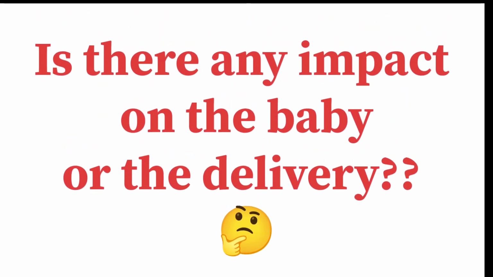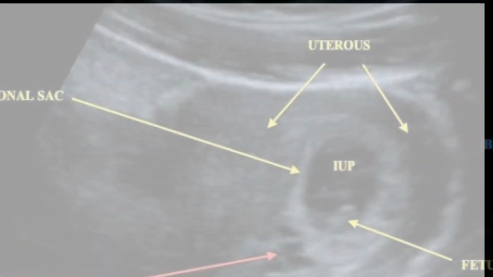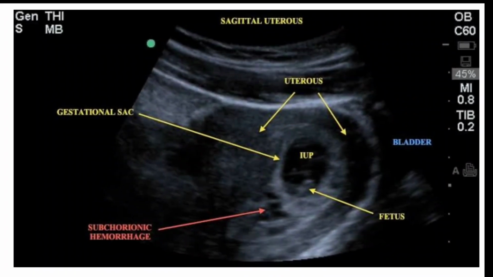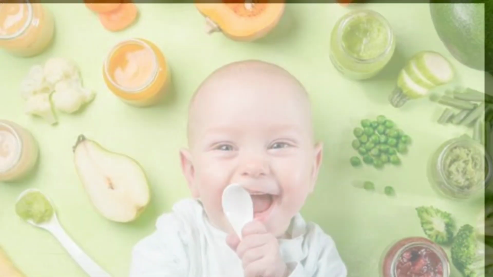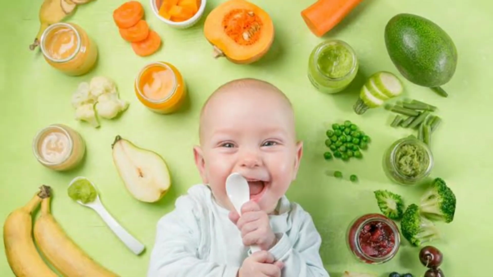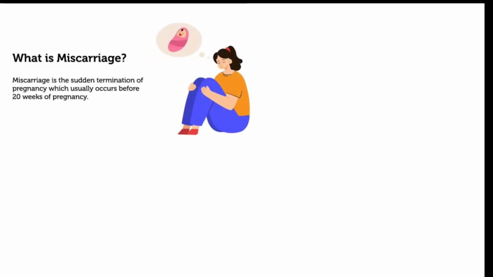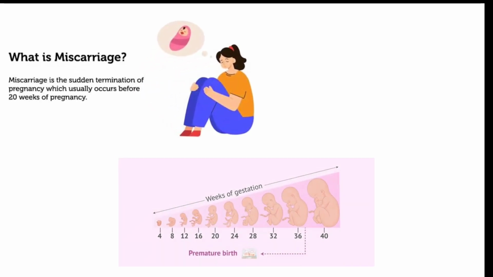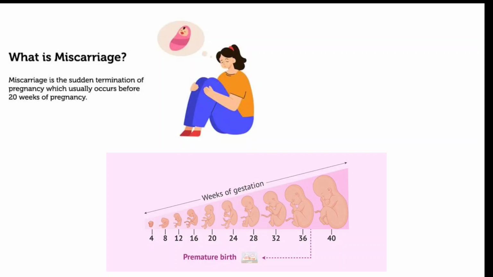So the most awaited question is: is there any impact on the baby or delivery because of subchorionic hemorrhage? It usually does not harm the baby or fetus, and most pregnancies with subchorionic hemorrhage result in healthy babies. However, some studies show that subchorionic hemorrhage may increase the risk of adverse pregnancy outcomes such as miscarriage, stillbirth, preterm labor, and fetal or baby's growth restriction.